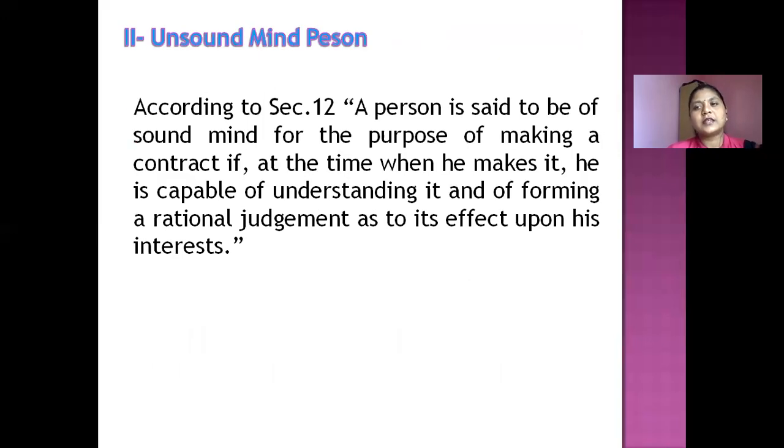Now, second is unsound mind person. According to the Contract Act, a person is said to be of sound mind for the purpose of making a contract if, at the time when he makes it, he is capable of understanding it and of forming a rational judgment as to its effect upon his interest. A sound mind person is a person who can easily make judgments for himself, what is good for him, what is bad for him. If a rational judgment is there with the person, he is known as a sound mind person. But if a person is not able to do so, he is called an unsound mind person.